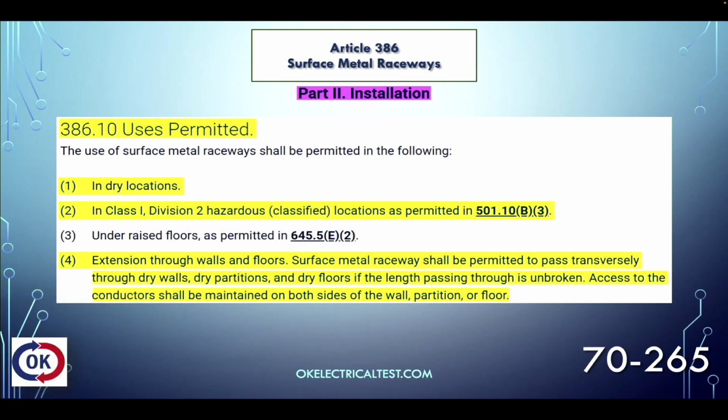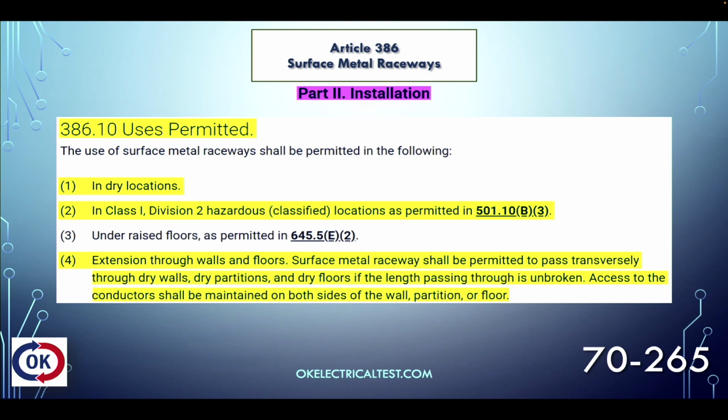So Class 1 hazardous location has gases or fumes. Division 2 means I don't normally have a hazard, but if something went wrong, now I've got a hazard, okay? So under normal operating conditions, I do not have gases or vapors, but I could have a spill or something like that that could cause us to have gases or vapors in the air. Number 4, extension through walls and floors. Surface metal raceway shall be permitted to pass transversely across, right, through walls, dry partitions, dry floors, if the length of the passing through is unbroken.